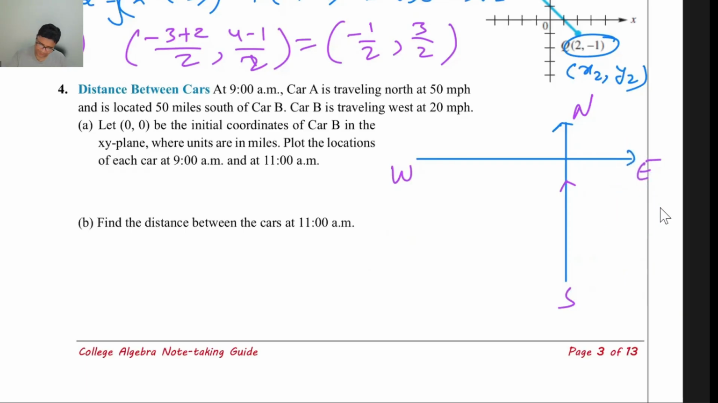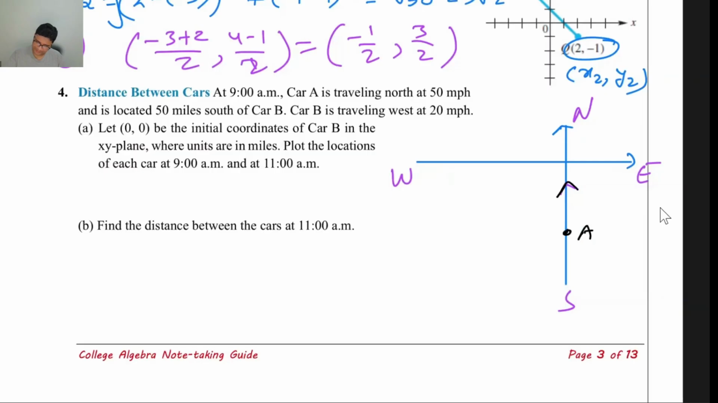Okay, and you'll ask me why, because it says the car A is traveling north, but it is located south of car B, right? So car A is here and is going towards north, and the distance from car B is here. Okay, and this is 50 miles. And car B is traveling west. This is the direction of car B, and the speed is 20 miles per hour. Okay.